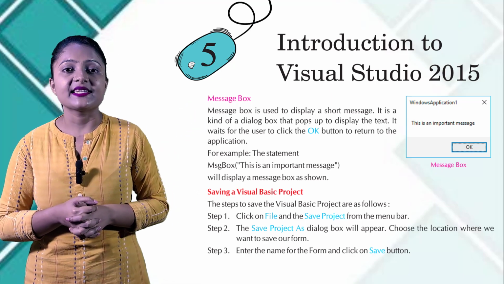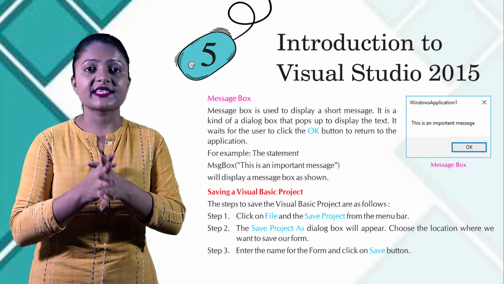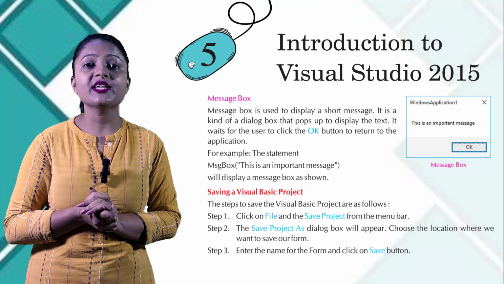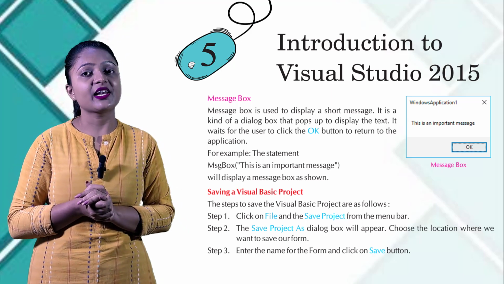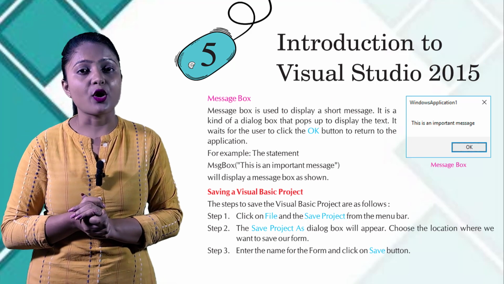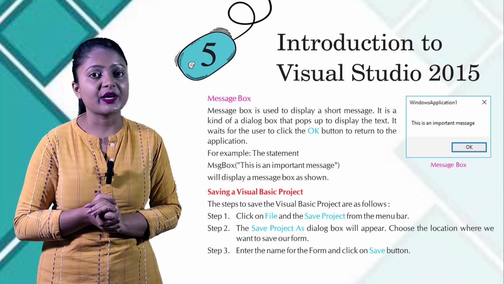Saving a Visual Basic project. The steps to save the Visual Basic project are as follows. Step 1. Click on File and Save Project from the menu bar. Step 2. The Save Project As dialog box will appear. Choose the location where we want to save our form. Step 3. Enter the name for the form and click on the Save button.